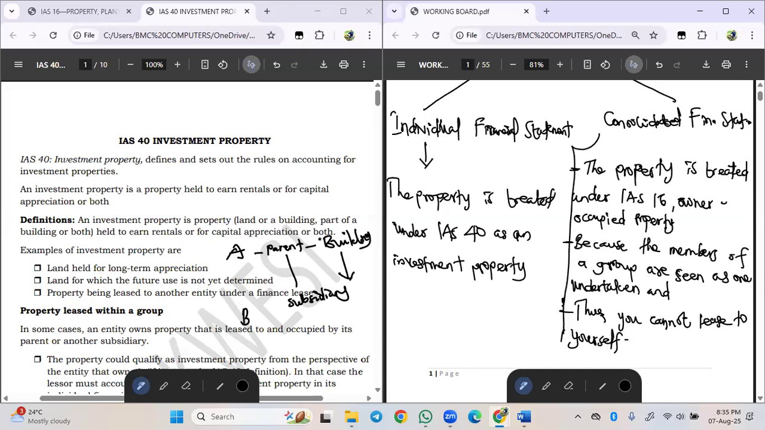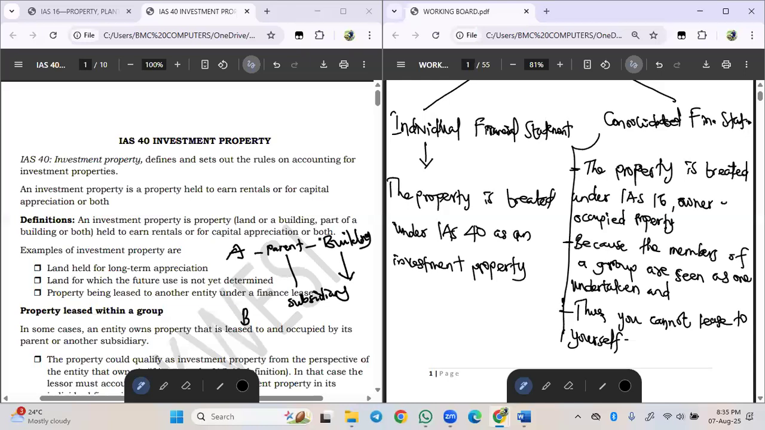Okay, so one will ask, what is this owner-occupied property? We are saying owner-occupied property is a land or building or part of a building or both. And their main purpose is what? For the production of goods and services and also administrative purposes.